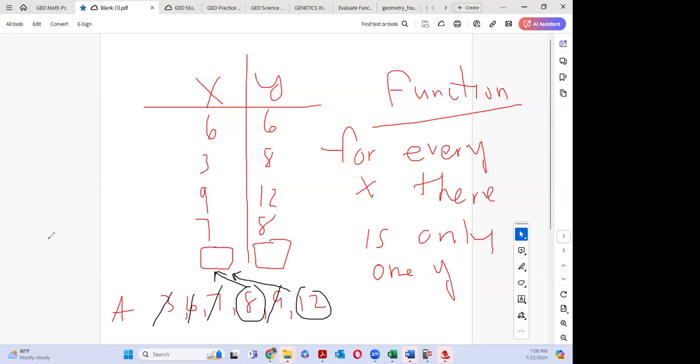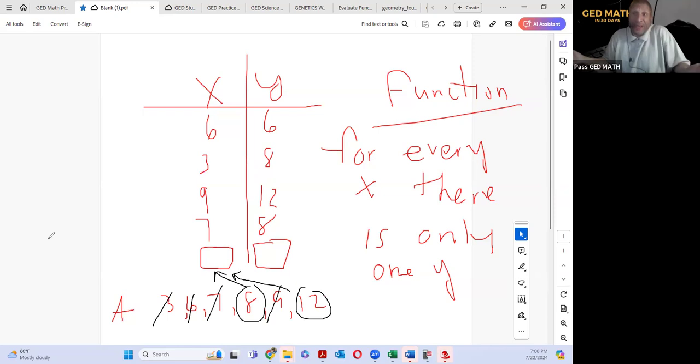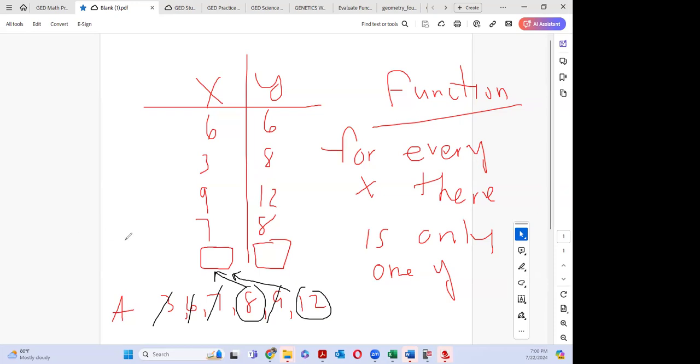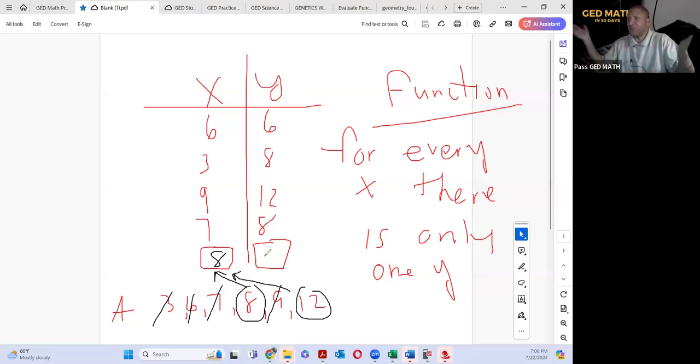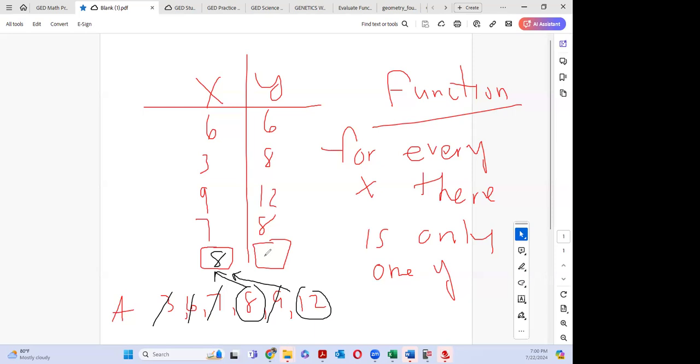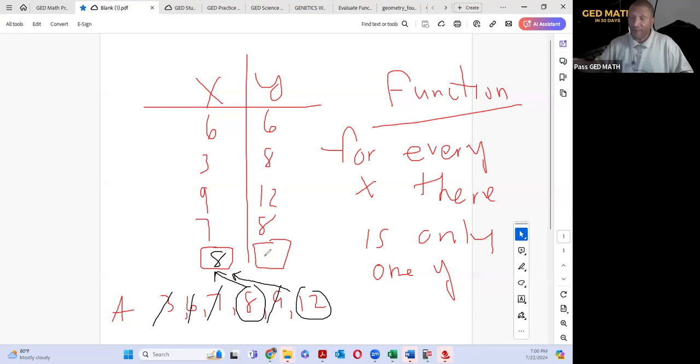As long as the ordered pair does not repeat, but it can't repeat because your x can't repeat. So your ordered pair can't repeat. That makes sense. So you can put an 8 on y, you can put a 12, you can put a 6. 3, 6, 7, 8, 9, 12. Doesn't matter what you put, as long as your x value is not repeated. This is the easiest question on the exam. It's been on every exam since 2014.